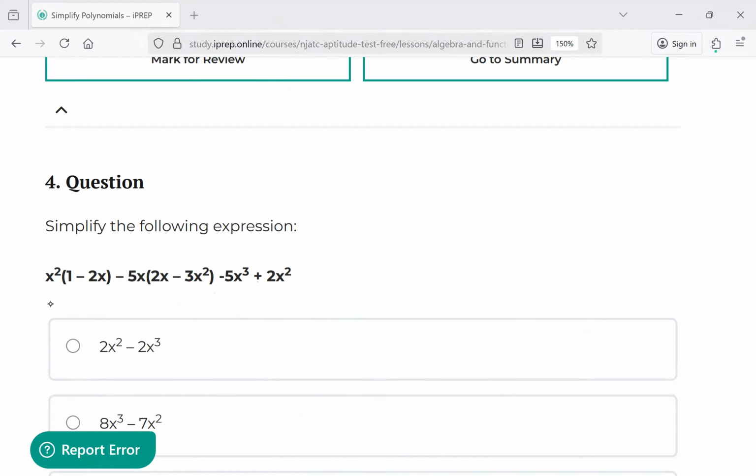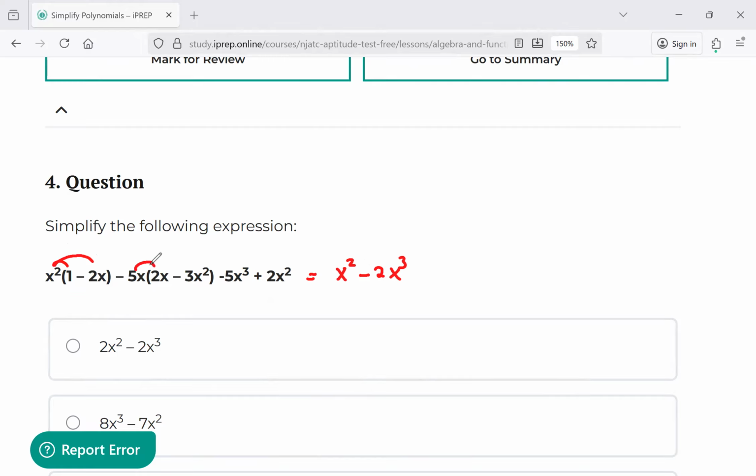Let's see here. So always check if you can. No, we can't factor a GCF. You're just going to have to FOIL it out and collect like terms and be very cautious. So let's start on the very left. What's x squared times 1? x squared. What's x squared times negative 2x? Negative 2x cubed, right?